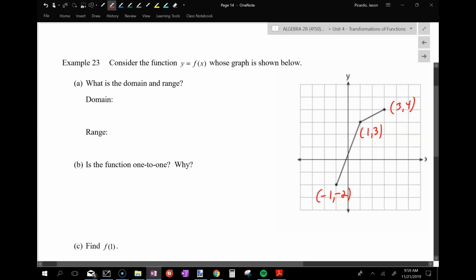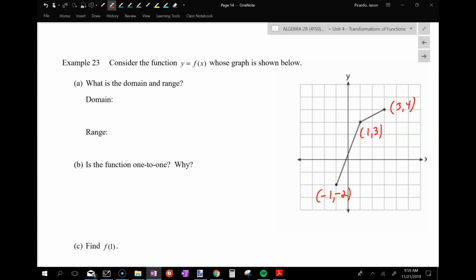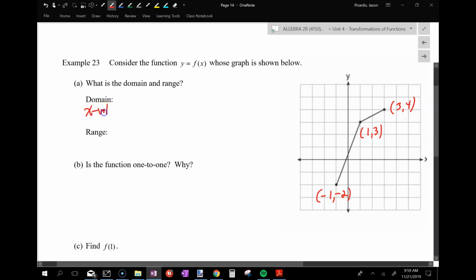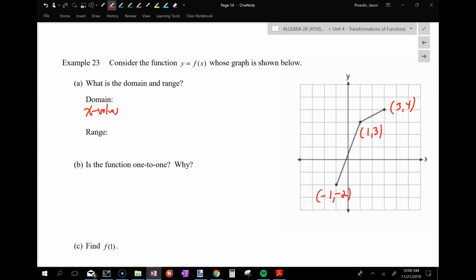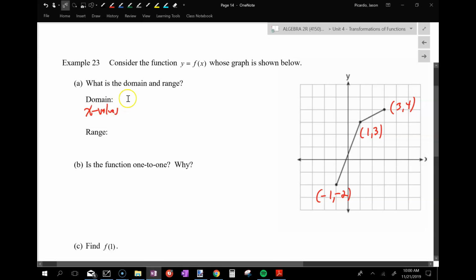Okay, when I talk about domain, does domain deal with X's or Y's? These are X values. Guys, what is the smallest X value? -1. What is the biggest x value? 3. So my domain goes from -1 to 3.